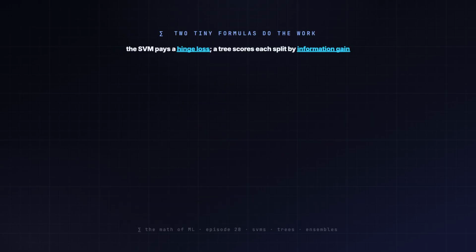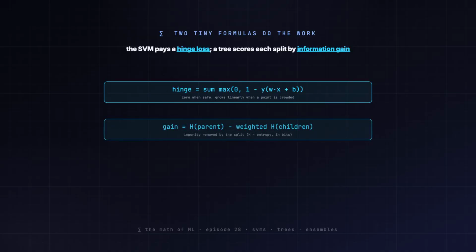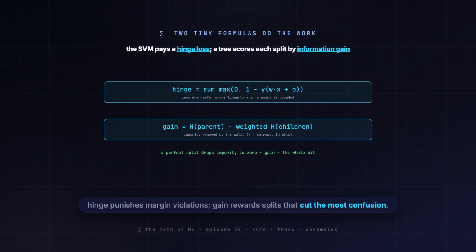For the SVM, the hinge loss is max of 0 and 1 minus the margin, summed over points: 0 when you're safe, growing linearly when you're not. For the tree, we score a split by information gain, the impurity before minus the weighted impurity after, where impurity is entropy or Gini. A perfect split drops impurity to 0. Gain equal to the whole thing.